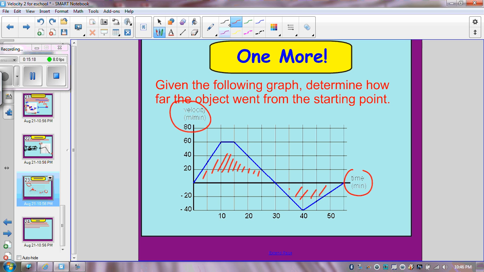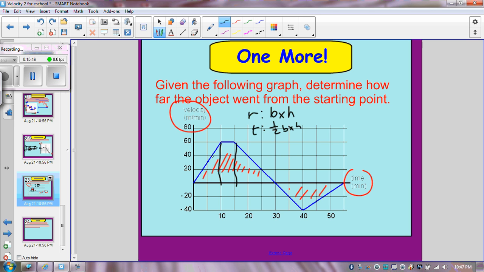So if you don't know the area of a trapezoid, what we can do is split this up into some smaller shapes that are a little bit easier to handle. So I'm going to split that up by making this into a triangle, a rectangle, and a triangle right here. Remember, rectangles are base times height, and triangles are 1/2 base times height.